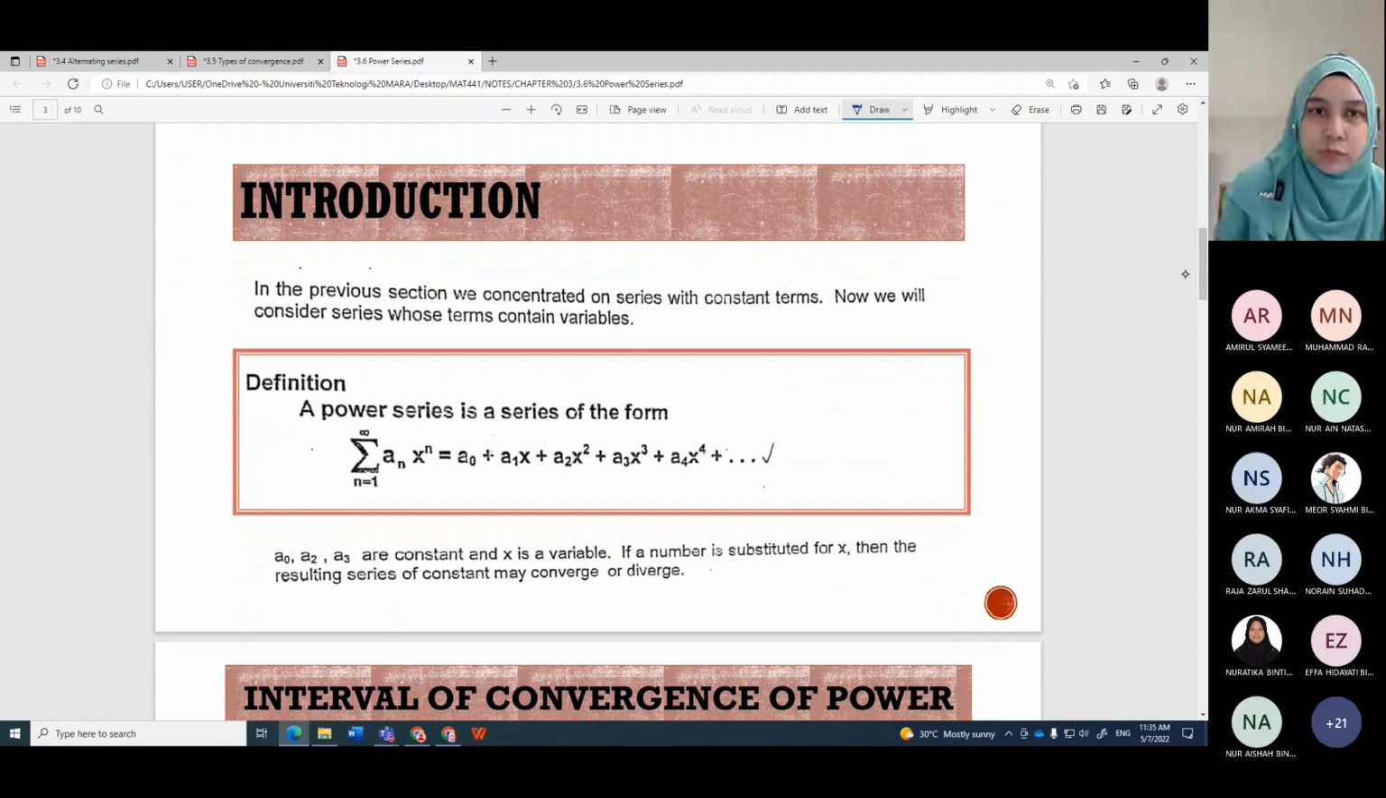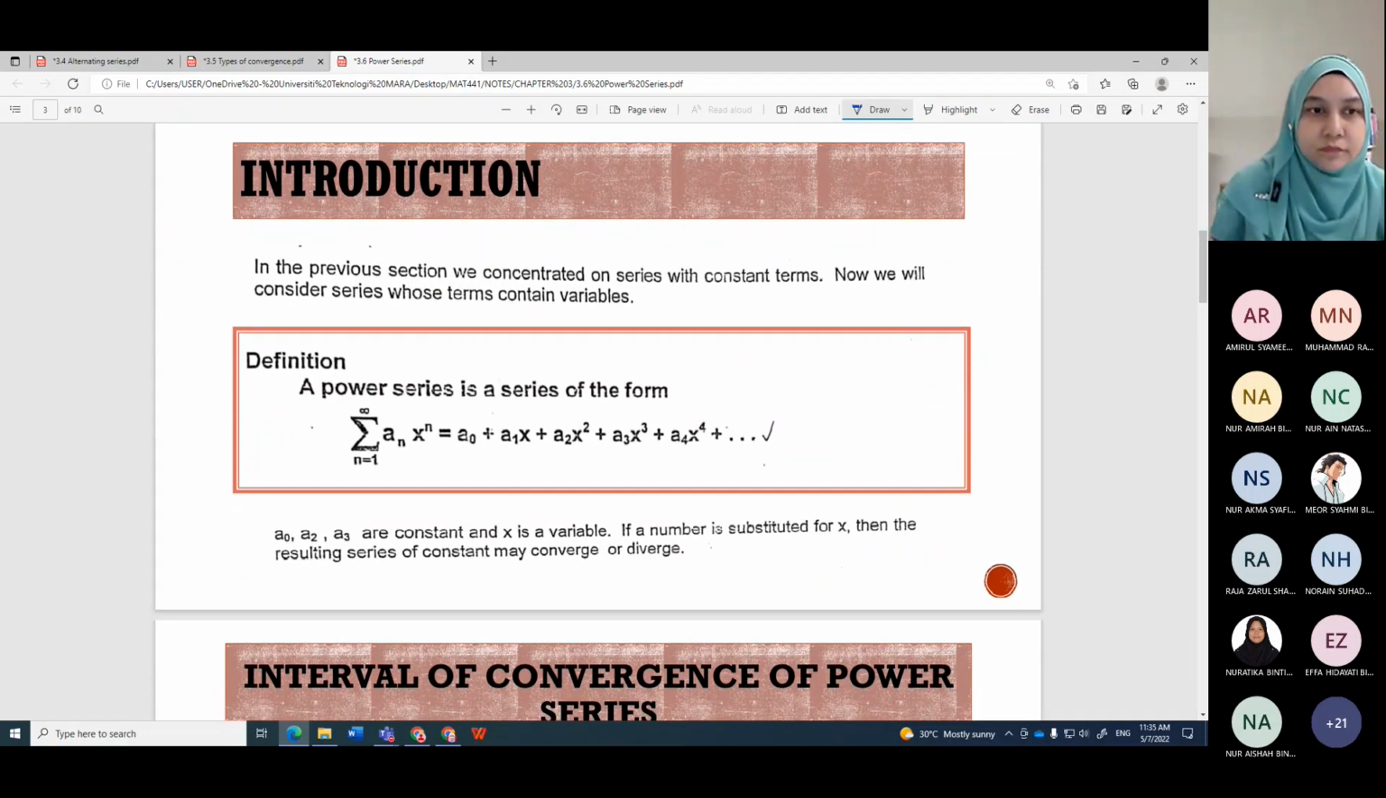Okay, introduction to power series. In the previous topic, we concentrated on series with constant terms. Sebelum ni melibatkan constant terms lah. Now we will consider series whose terms contain a variable, so variable x, x square, x cube, and so on.